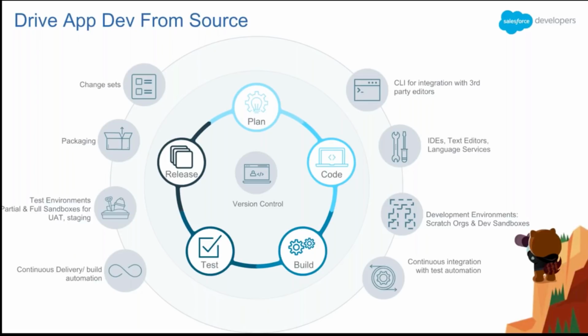And now we can see that we have our plan and then our coding and our building and our testing and our release. They're all wrapping around version control. We're not moving things around to different environments and changing it all the time. We're pinning everything to a source of truth. And then in this outer circle, those are all the tools and functionality that Salesforce DX gives you to build and deliver your apps. So what does this actually mean when we're putting it into practice?